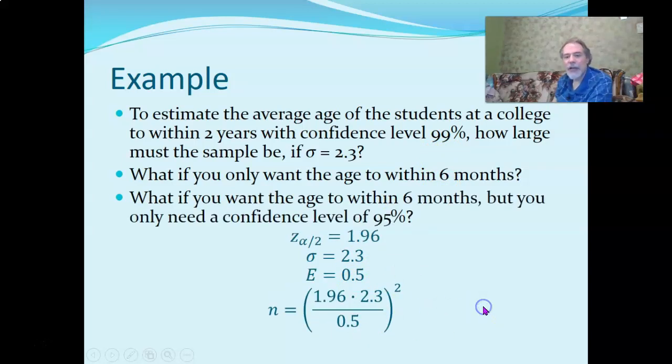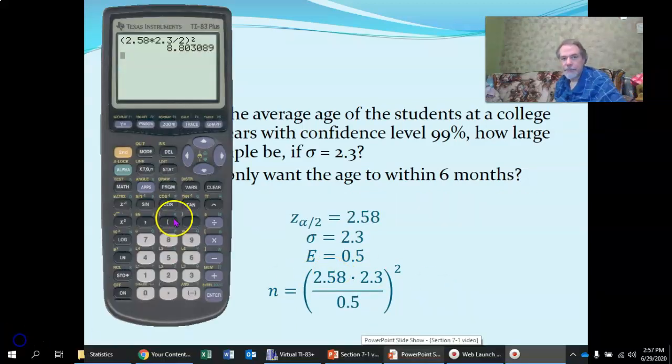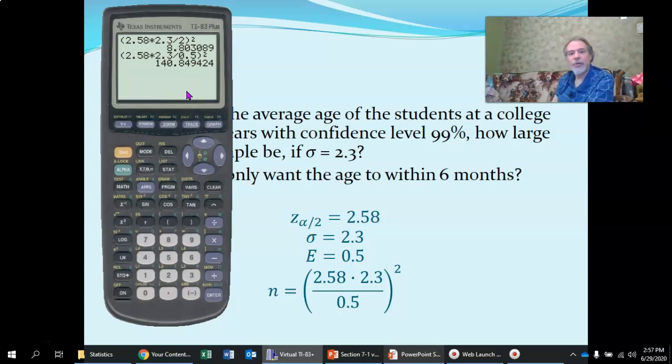So there's the formula. When we calculate it, we get, 2.58 times 2.3 divided by 0.5, close parentheses, squared. 140 point something, so rounded up, that's 141. So that's a lot bigger sample. We need 141 students in our sample if we want to narrow it down to within 6 months.